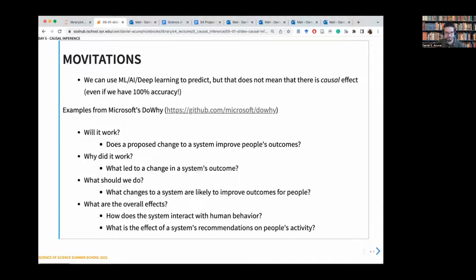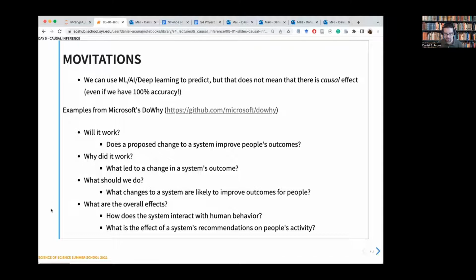Okay, so another question could be like, why did it work? What led to a change in an outcome? So we see a change in citations. What was the thing that caused it? So that's the same thing but reversed. So another example is, what changes to a system are likely to improve outcomes for people? Very similar to the first question. How does the system interact with human behavior?